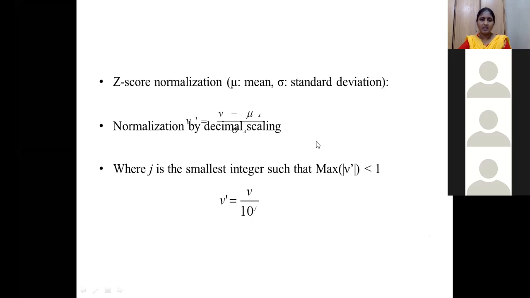Normalization by decimal scaling. So this is nothing but V dash is equal to V by 10 power j. That means we are moving that particular attribute data value to this decimal point values. అంటే మనకున్న attribute data value ని మనం some decimal point values లోకి మనము మూవ్ చేస్తున్నాం అన్నమాట.